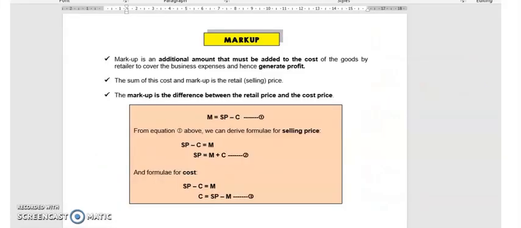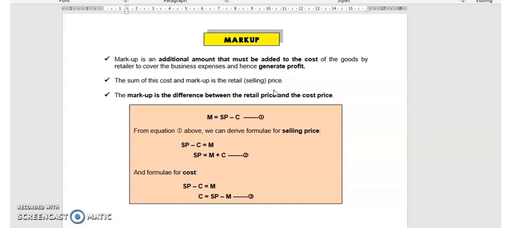Okay, now let's look in detail at what markup is. Markup is an additional amount that must be added to the cost of the goods by the retailer to cover the business expenses and hence generate profit. So the sum of this cost and markup is the retail price, or we also call it the selling price.